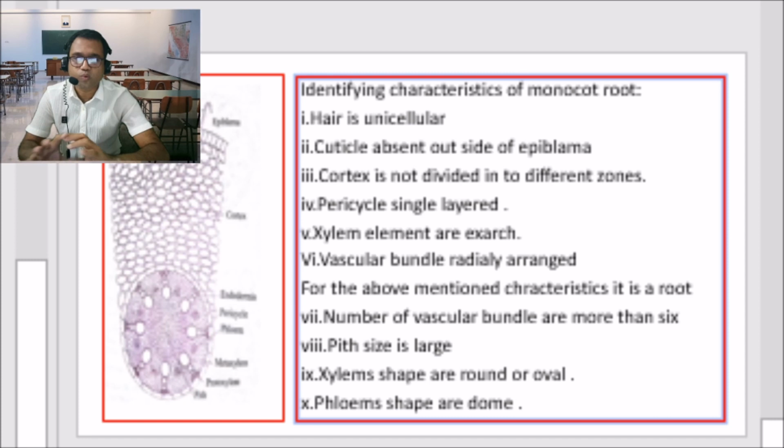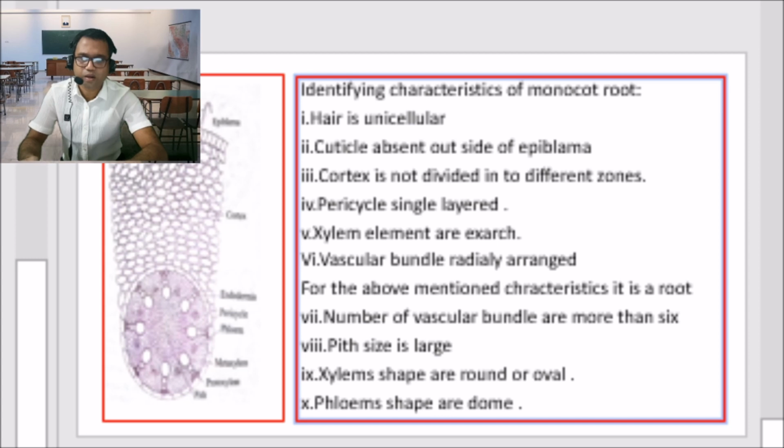Now we can learn the identifying characteristics of monocot root from the figure of the transverse section of monocot root. Suppose we don't know the specimen supplied, and we section it and observe this section under a microscope, then we can find this type of figure. So we don't know whether it is root or stem, or monocot or dicot.